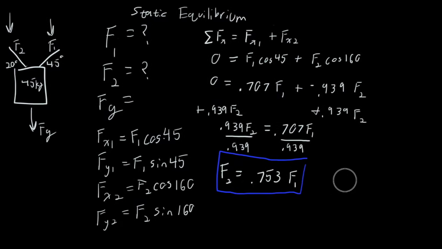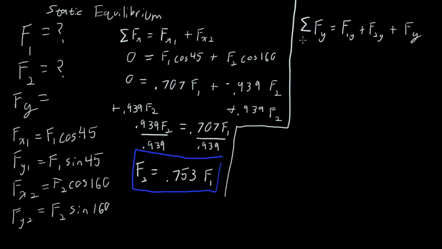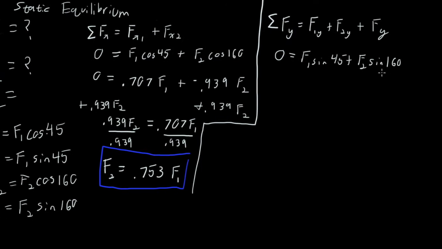Let's make another equation. We're going to be substituting our equations into each other. So now we need to do the same thing. I'm going to make a little space for myself here to keep my stuff differentiated. Let's do the same thing for the y. Now I know all of this has to even out to 0 because it's not moving. And then let's replace our F1y and our F2y with their parent functions. This will be F1 sine 45, and F2 will be F2 sine 160. And then it'll be plus Fg.